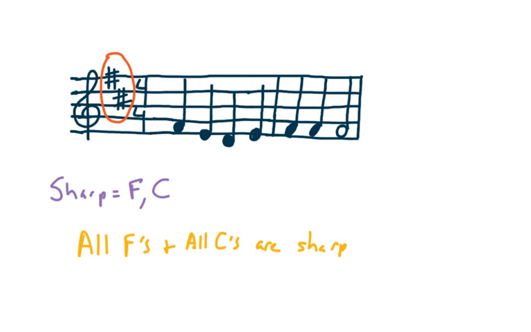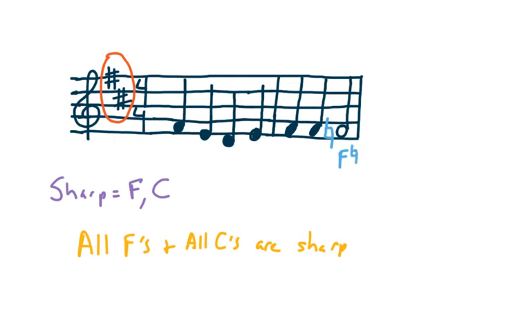It's like saying in all of your problems, all of your numbers are negative or something like that. It means for the whole thing, just like it says right here, all F's and all C's are sharp, no matter what. Okay? Now, unless I were to do that and make that a natural, in which case this one only is F natural.